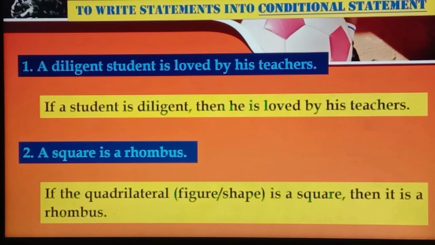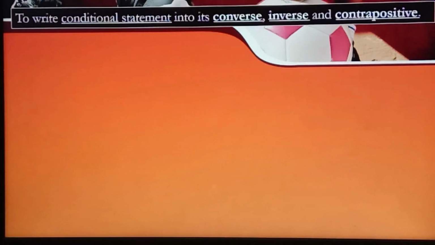So you could have a statement such as this: if the quadrilateral, if the figure is a square, then it is a rhombus. Or you could have, if the shape is a square, then it is a rhombus. So that is how you write statements into a conditional statement or into an if-then statement. Okay, next, again focusing on conditional statements, let us try to write this statement into its converse, inverse, and contrapositive.